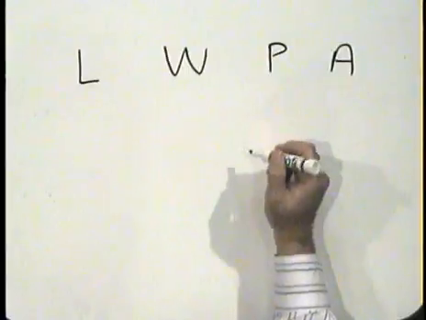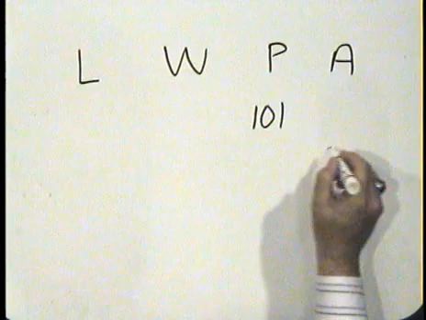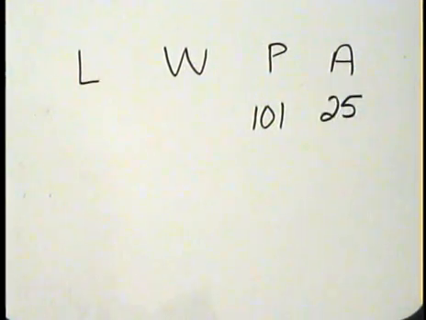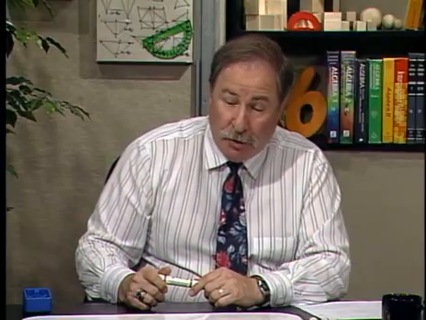Let's erase that and do one more. And this one I think you'll find a little bit interesting. The perimeter is 101 and the area is 25. And my students always say, you can't do that. The area has to be more than the perimeter. Yes, you can. Try it and see if you can find out the length and the width of this rectangle.